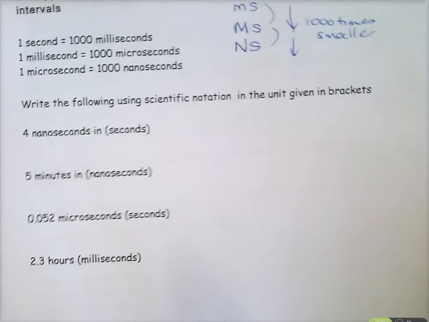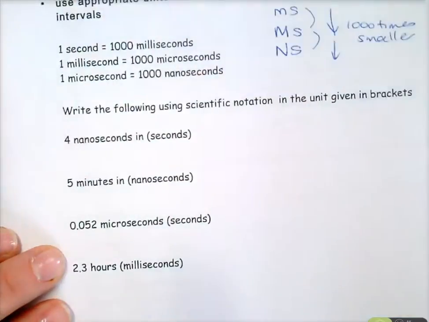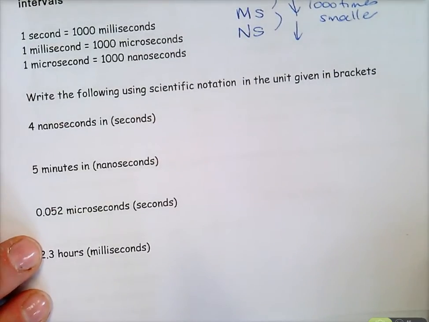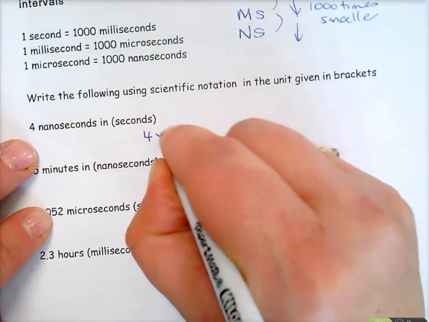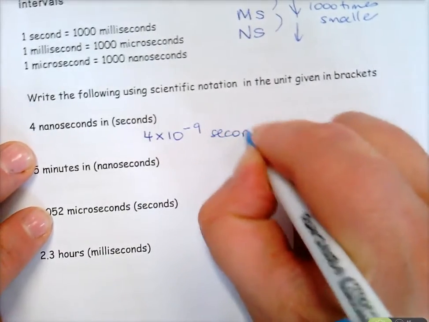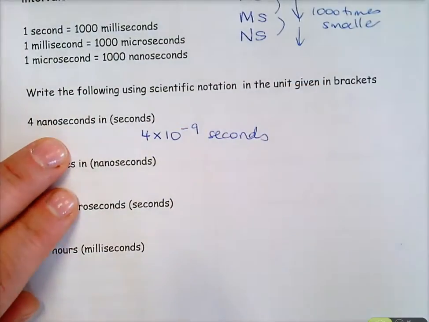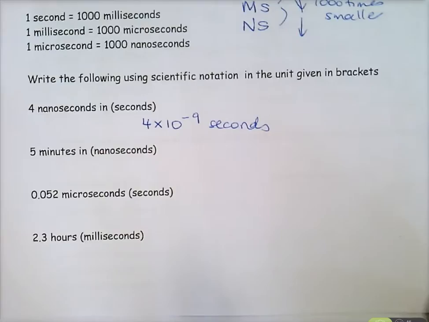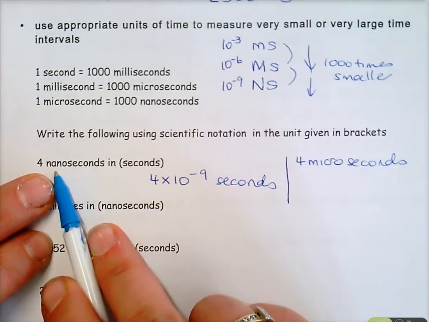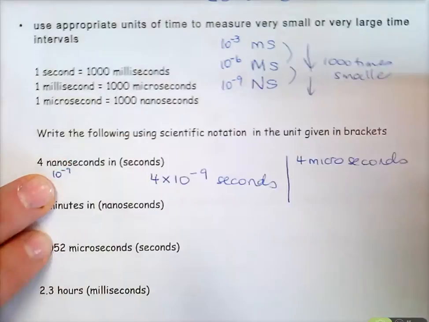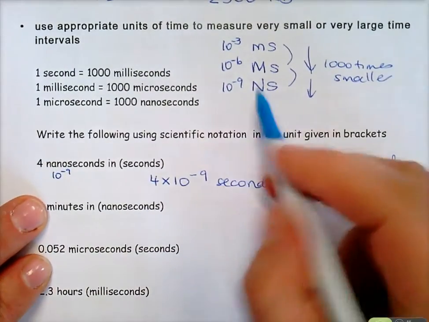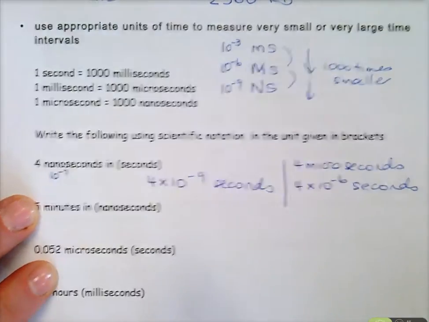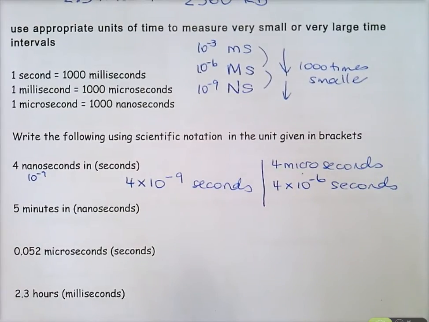Girls, milli is 10 to the minus 3. So, micro is 10 to the minus 6. Nano is 10 to the minus 9. So 4 nanoseconds is 4 times 10 to the minus 9 seconds. Nano means 10 to the minus 9, so I'm just replacing the nano with 10 to the minus 9. Micro means 10 to the minus 6, so it's 4 times 10 to the minus 6 seconds. Milli is 4 times 10 to the minus 3 seconds.